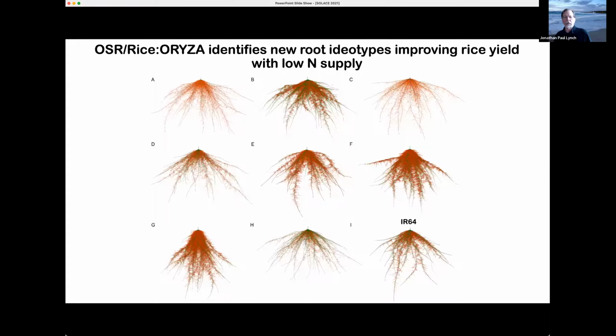So we couple OpenSimRoot rice to a crop model for rice called ORYZA that's able to simulate yields across various environments and various climates, including future climates. And here we see, compared to our reference phenotype here in the corner, IR64, Ishan has identified several root phenotypes which are able to significantly improve rice yield under low nitrogen supply.